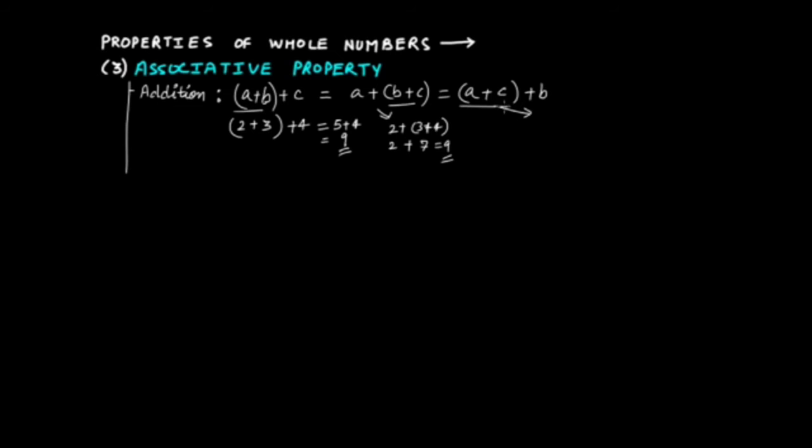Now let's do this one. This would be 2 plus 4 grouped together, plus 3, and this would be 6 plus 3, which gives 9. So you could see that in all the cases you're getting the same answer, and therefore addition is following the associative property. Okay, now let's do it for multiplication.